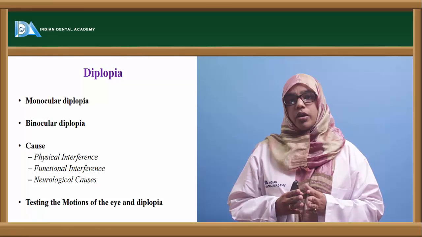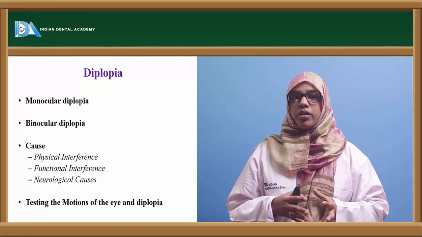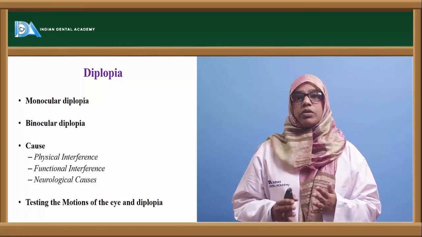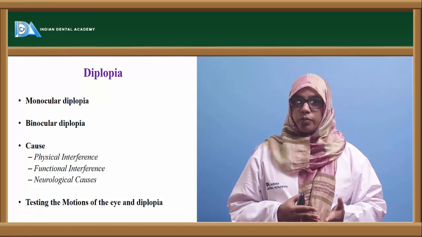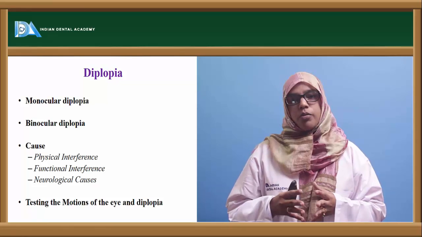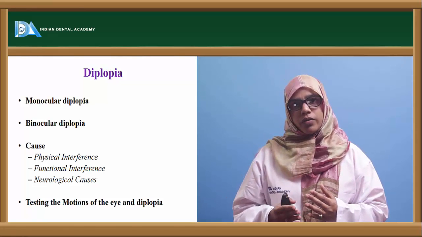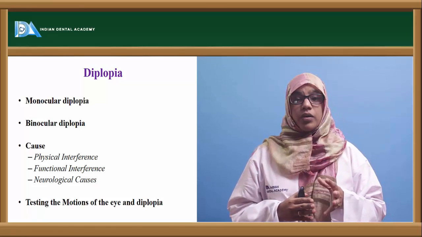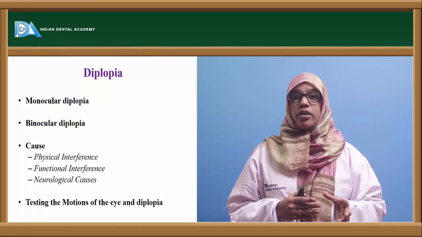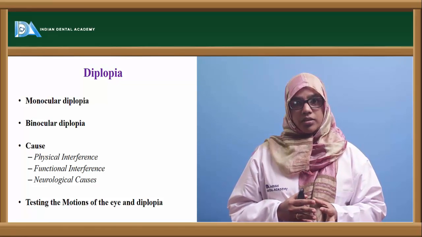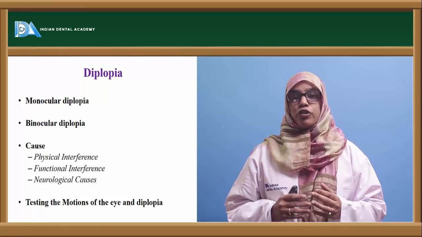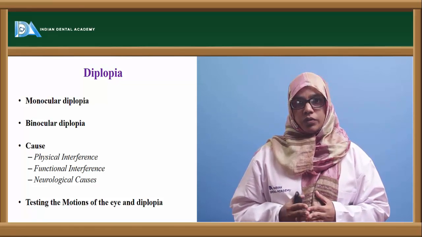Now, diplopia is nothing but blurring of vision or double vision. But we need to identify the two types of diplopia, whether it is monocular diplopia or binocular diplopia. Monocular diplopia is when you have blurred vision through one eye while keeping the other eye closed. Now it is an emergency condition. It requires immediate ophthalmic consideration, because here there is injury to the globe itself. So you need to treat it promptly to preserve the vision.